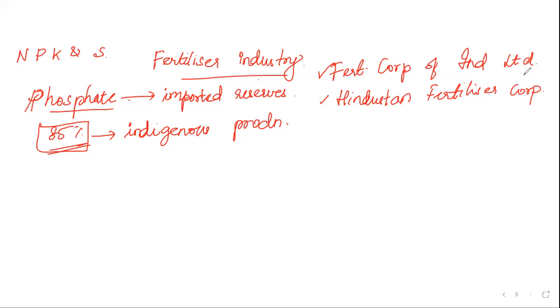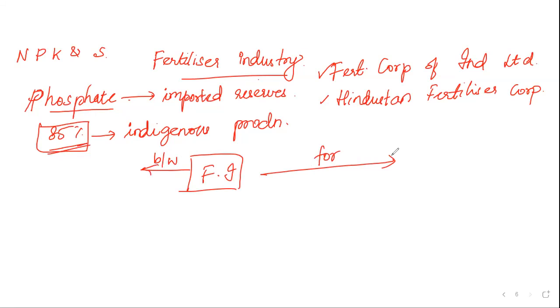One thing with regard to the fertilizer industry is that it started because of the Green Revolution, and most importantly, it has forward and backward linkages. What about the forward linkages? What about the backward linkages? What is forward linkage? It means for what purpose it is going to be used.